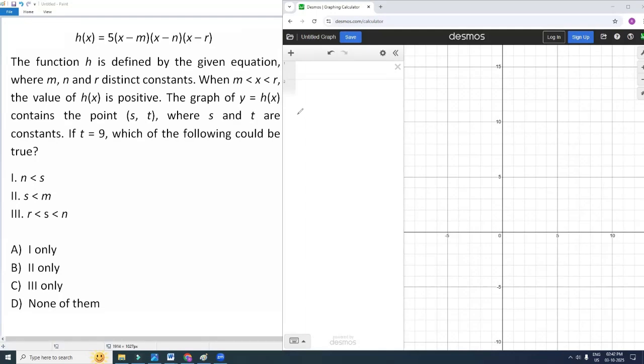Here we have a SAT math problem. Okay, let's go to the question. h of x equals 5 times (x − m) times (x − n) times (x − r).